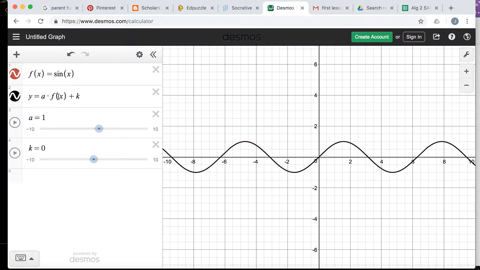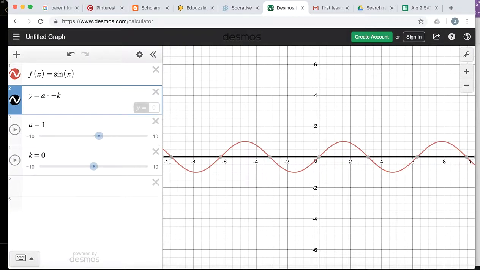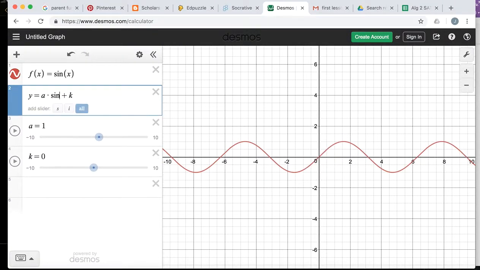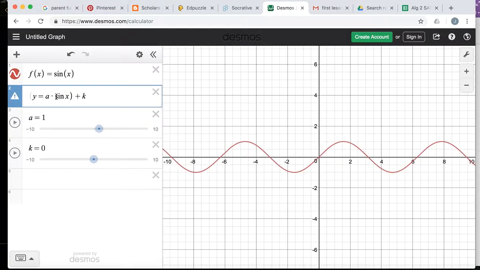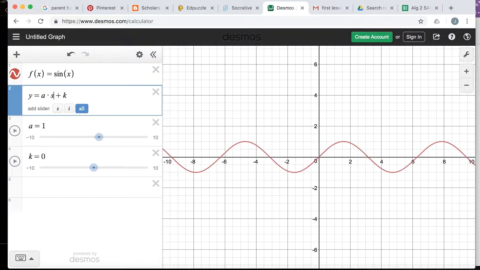This f of x really means that we have like a sine of x plus k. I want to show you that. This f of x is just in general, and it's replaced with sine because I say it's equal to it. But it's the same thing if I just put sine of x in here. Okay, so it's that same function there. But I like to just put f of x in there. I'll show you why in a second.